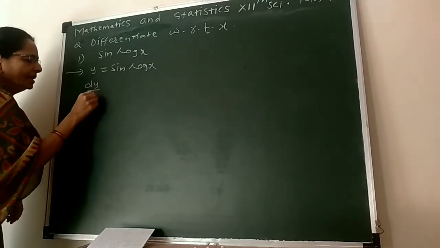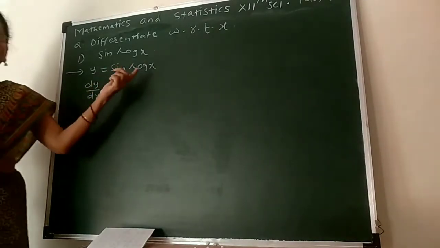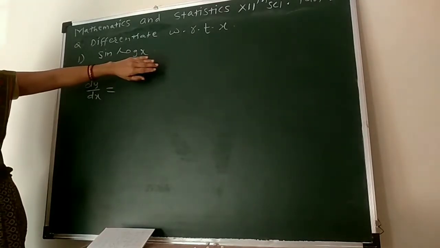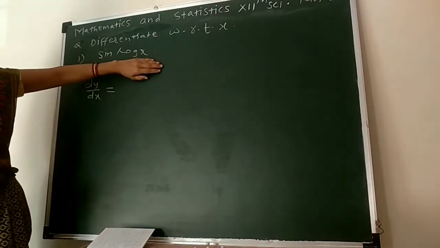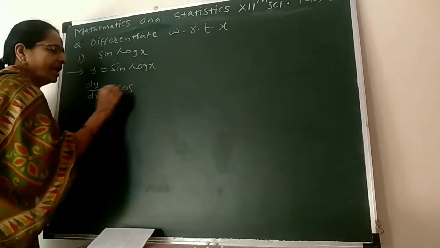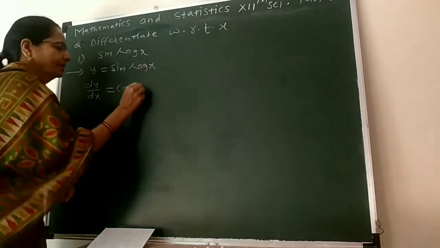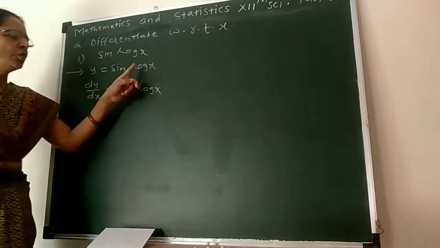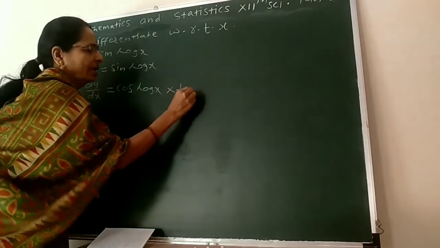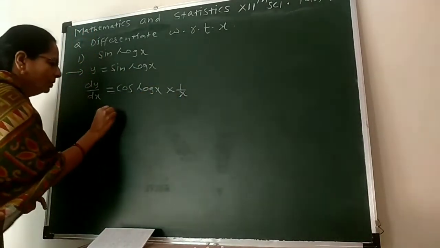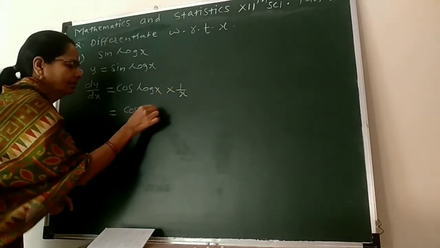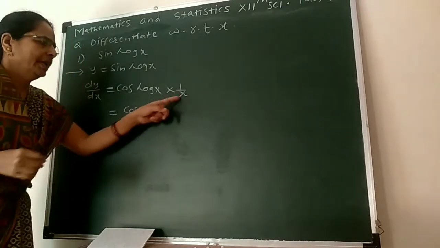dy by dx. Now this is a composite function. Suppose for y this is x, so sin x derivative is cos x, where x means log x, multiplied by derivative of log x, which is 1 upon x. So the answer is cos log x upon x.